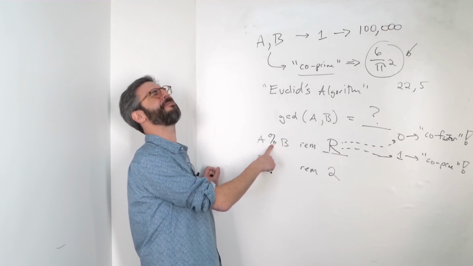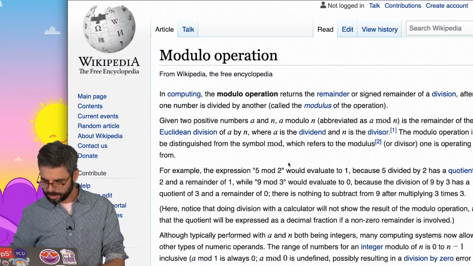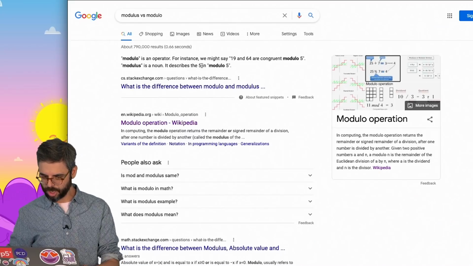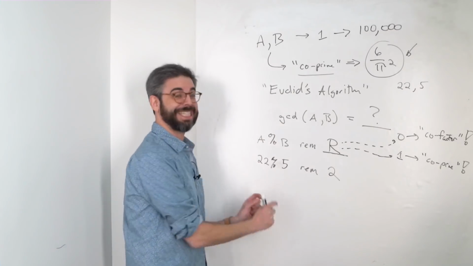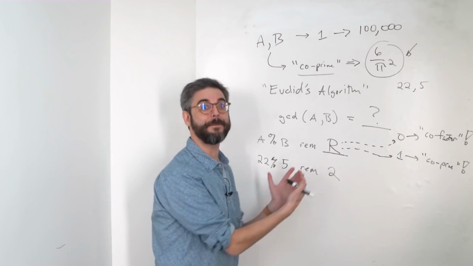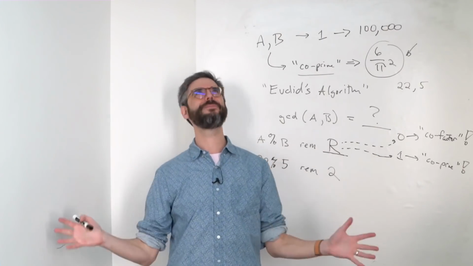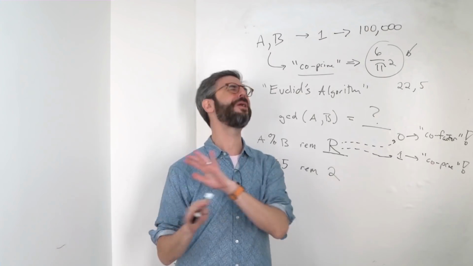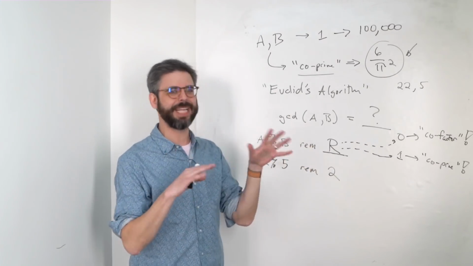Is that modulo or modulus? Oh, the comments! I got it. The percent sign is the modulo operator. The 2, the result, is the modulus of 22 modulo 5. Will I remember this the next time I come to it in a video? Most definitely not.